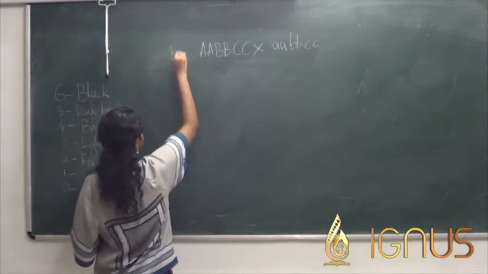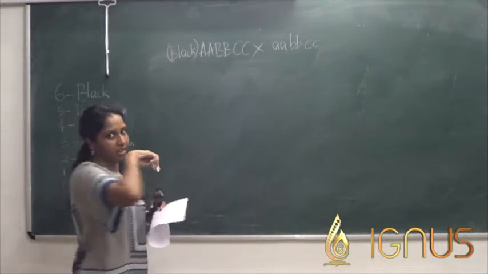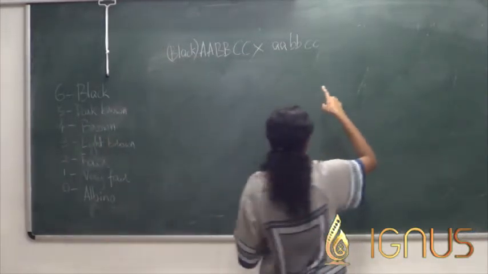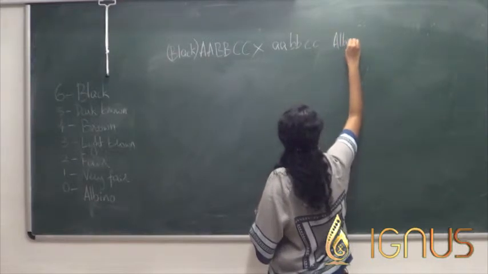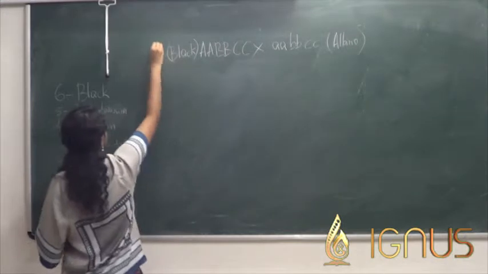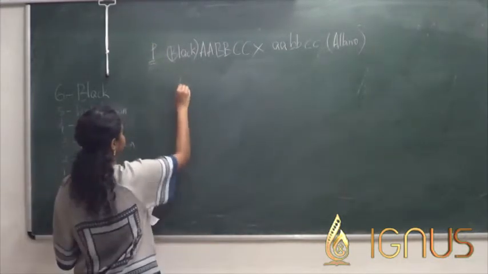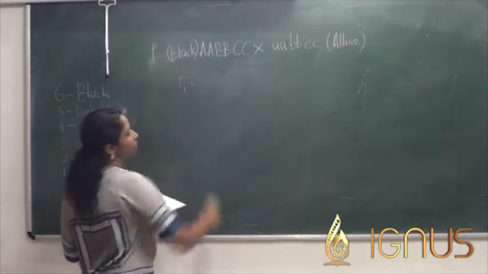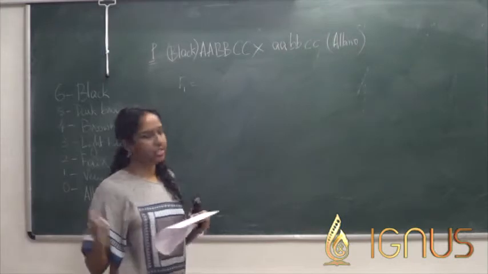So this parent generation has a black skin color, and then you're going to cross it with a homozygous recessive. So this is albino skin color. Remember that this is the parent generation. From here you're going to get the F1. F1 generation is going to be heterozygous dominant for all the 3 genes.